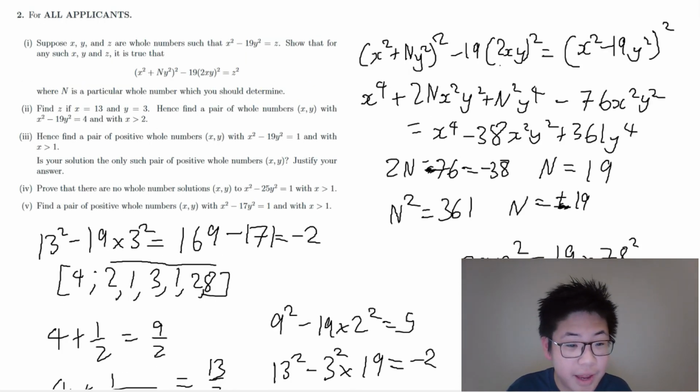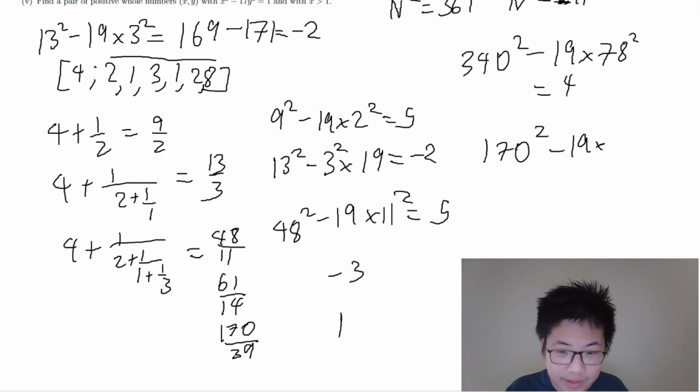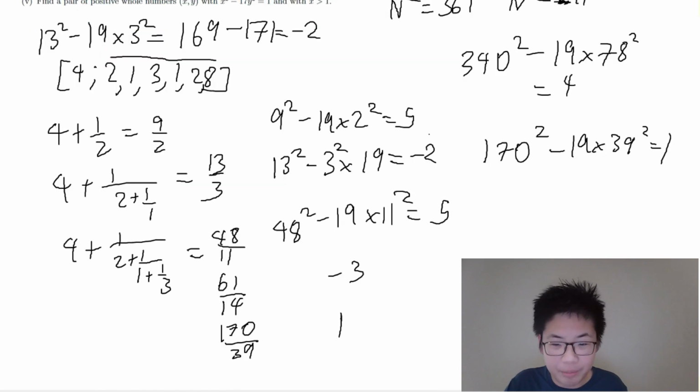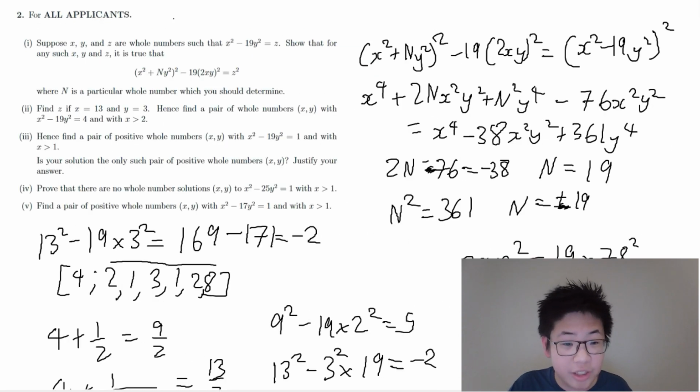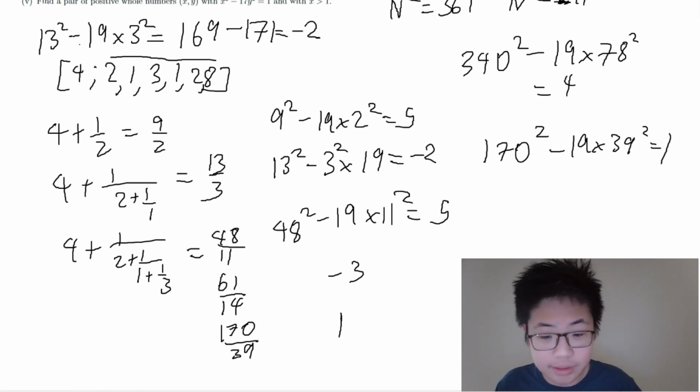Hence, find a positive pair of whole numbers such that x squared minus 19y squared equals 1. Again, we have derived it and got 170 squared minus 19 times 39 squared equals 1. Is this the only pair? No, because just as a continued fraction can provide successively better approximations to the square root, there are infinite numbers of solutions to x squared minus 19y squared equals 1. That is the Pell equation where the constant, usually denoted A, is 19.